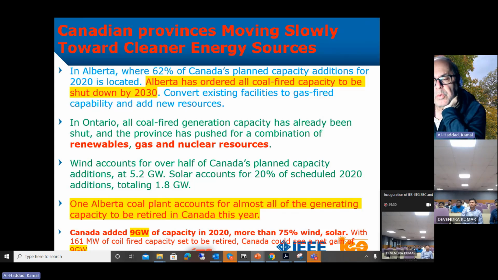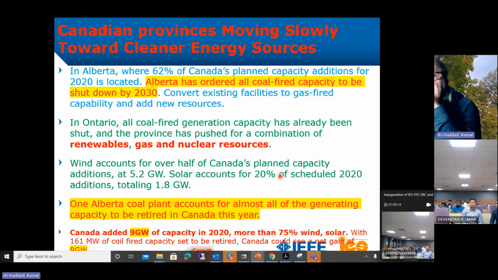In Canada, I won't go into the detail, but we are moving forward slowly. We're not moving at very high speed toward reducing the fossil, the gas, the nuclear. We almost shut down most of the nuclear plants. We are reducing the gas also. We want to be less gas and zero nuclear, and move toward renewable energy.